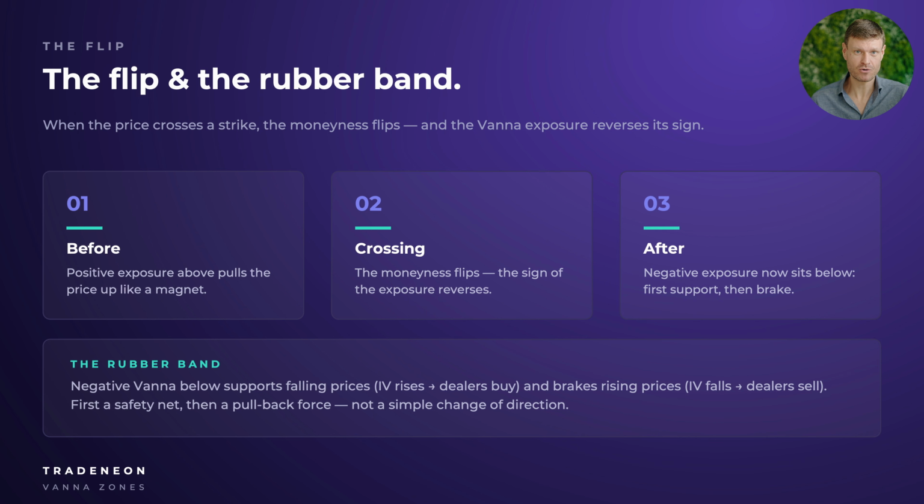This freshly flipped exposure, negative exposure, below does not simply act as a reversal. It first acts as support, because if the price drops back, volatility rises, and with negative exposure, the dealers then have to buy. So they catch the pullback, a safety net. But when the price wants to push higher, beyond that, the whole thing flips. As the price rises, volatility falls, and now the dealers have to sell through that negative exposure. It slams the brakes on the price almost from the rearview mirror, you could say. This exact behavior is what we call the rubber band.